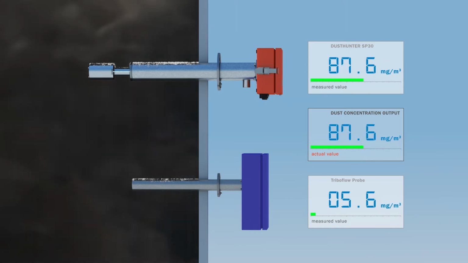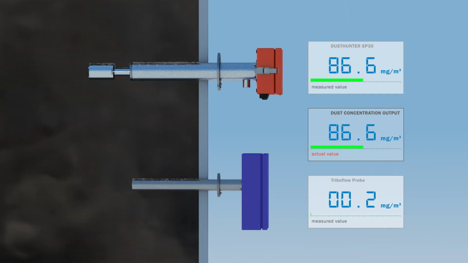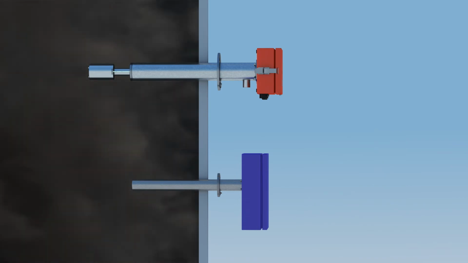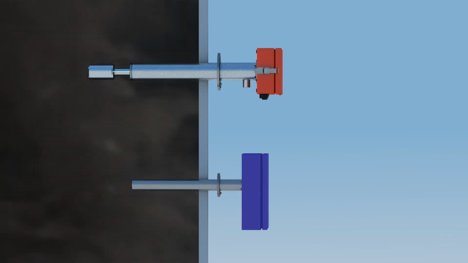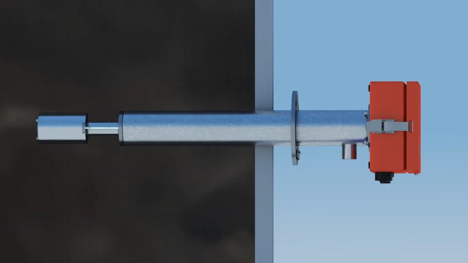What occurs, however, when the triboelectrical probe is not checked and recalibrated regularly? Of course, it continues to measure, but the operator has no insurance that these values also correspond to the actual dust concentration. As in the triboelectrical processes, there is no possibility, for example, to check the linearity of the measuring system. The automatic self-test and straightforward linearity measurement are, on the other hand, no problem for the DUSTHUNTER SP30.